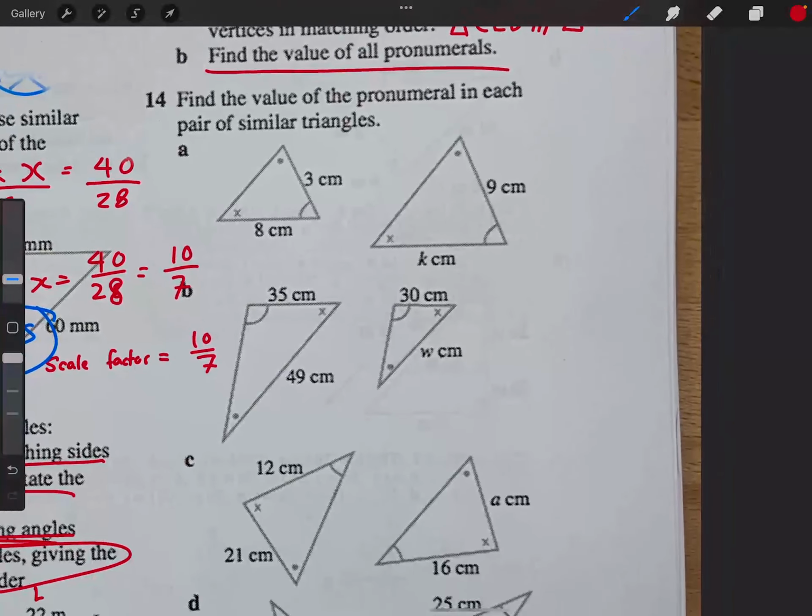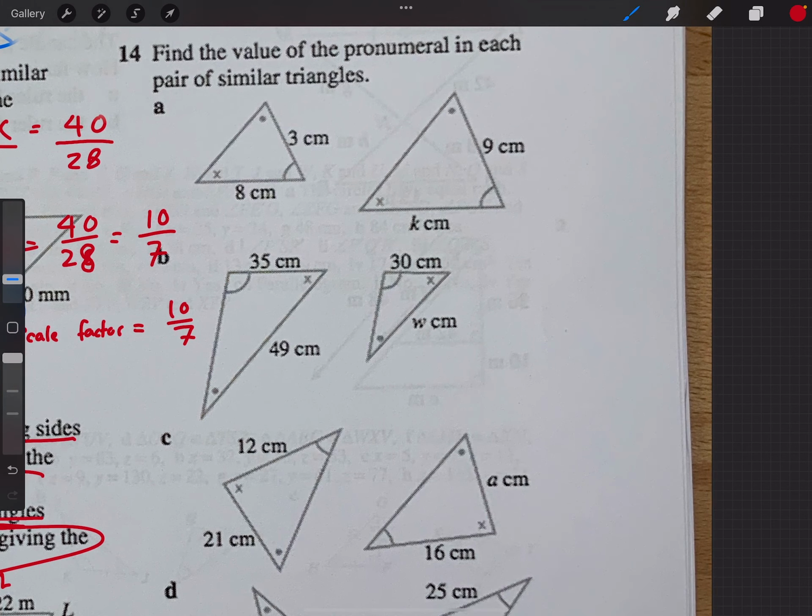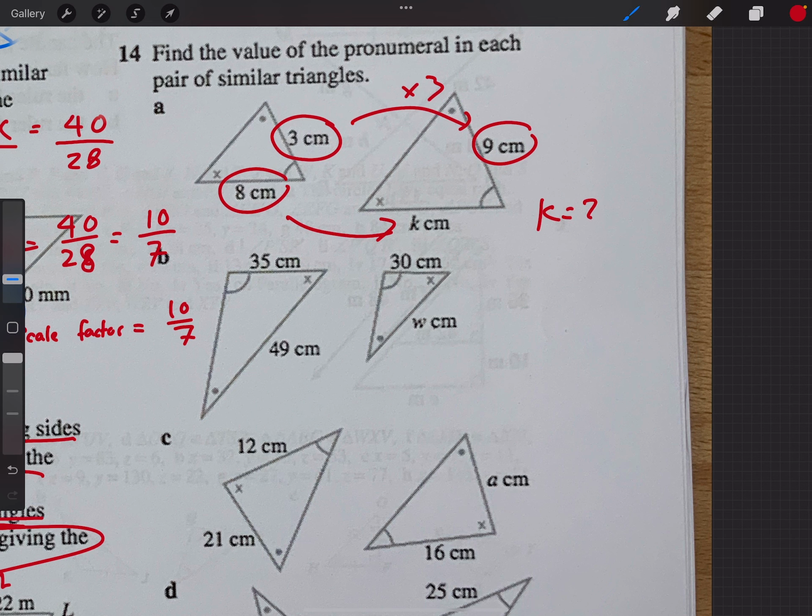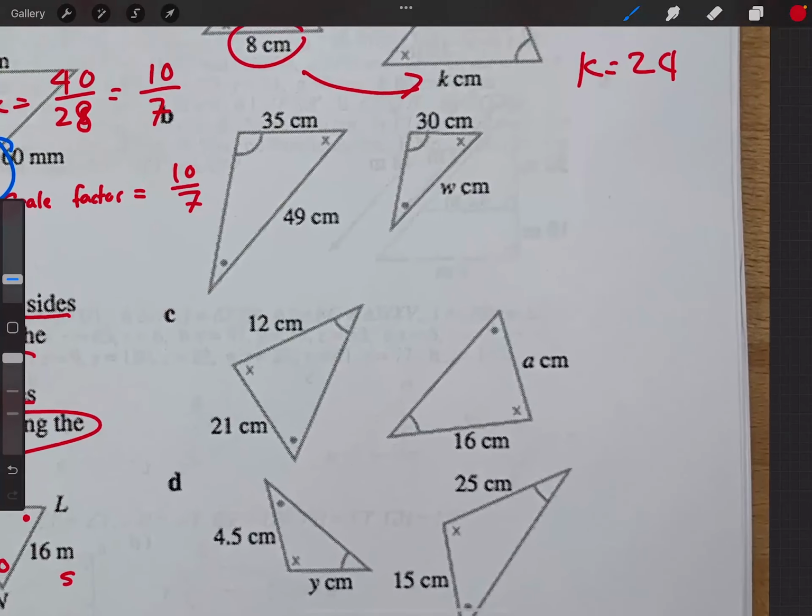Okay, question 14. Find the values of the pronumerals in each of the pairs of similar triangles. Okay, this is really easy. Because they're written in a way where everything is matching, we can just do a simple comparison. We can say 3 to 9. Well, we multiplied that by 3, didn't we? So we multiply this by 3, we get K equals 24. Easy.